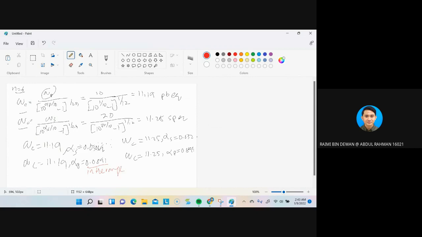Okay, and the next one is for the alpha s. How about the alpha s? Alpha s is not to exceed 0.0316. So you can see this does not exceed, it is below 0.0316. In this one you can try yourself. Means this one is not chosen, so this one is being chosen.